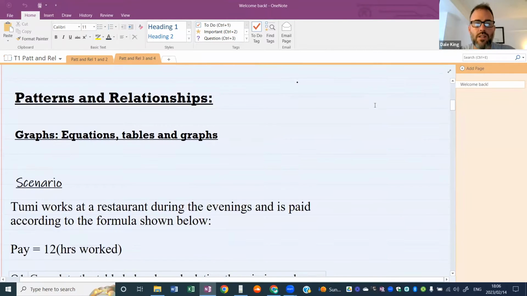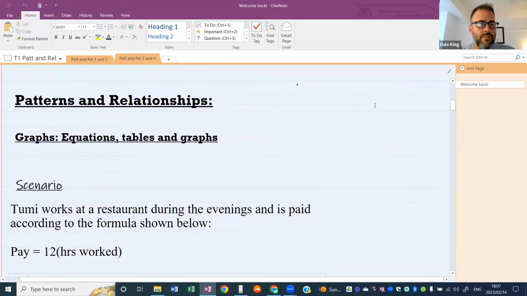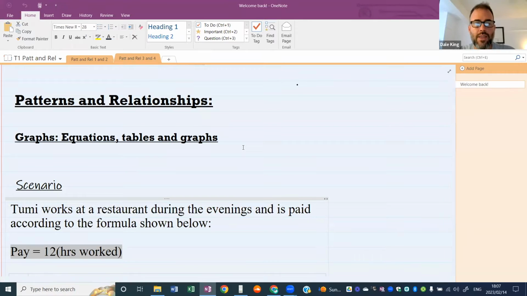All right, so we're going to start off with an easy one. Here's a scenario. Tumi works at a restaurant during the evenings and is paid according to the formula or equation shown below. Now you can see here that we're using words, not variables, because this is math lit. We don't want to think like we're in core maths. We don't like those things. So we've got pay, because Tumi's pay. To get that, you need to take 12 and multiply it by the hours that are worked. Okay, so that's the formula. So to get pay, this equals 12 times the hours worked.